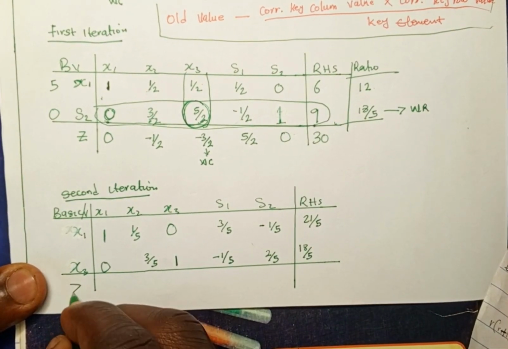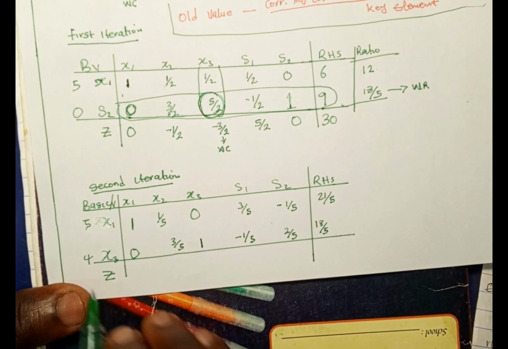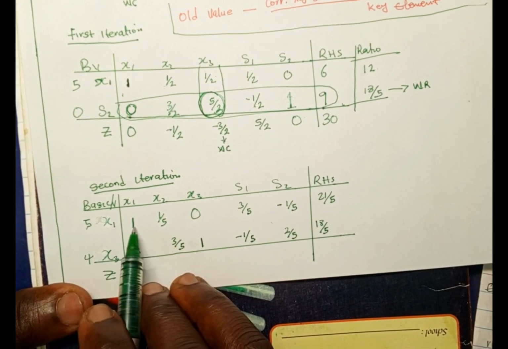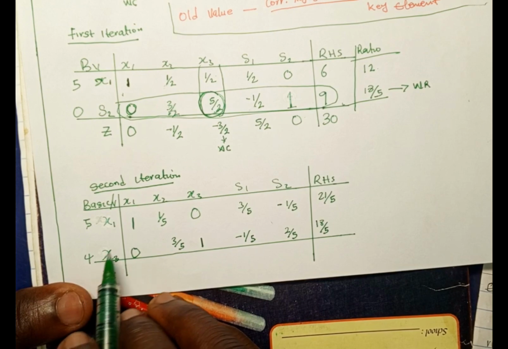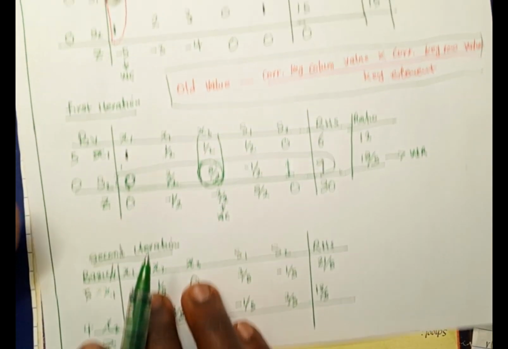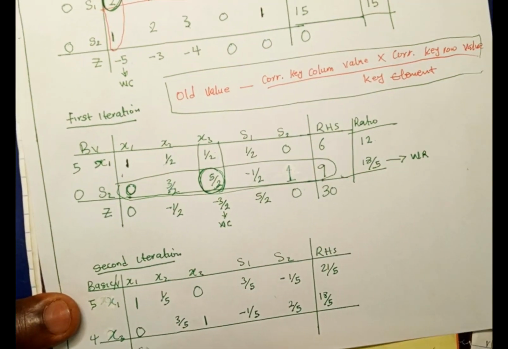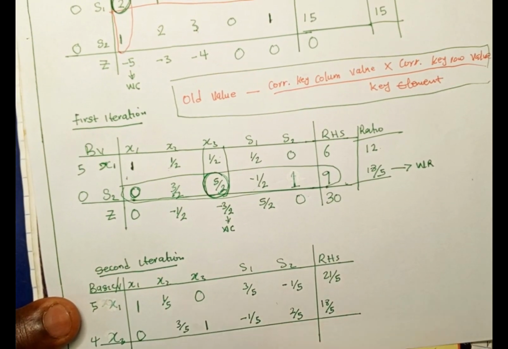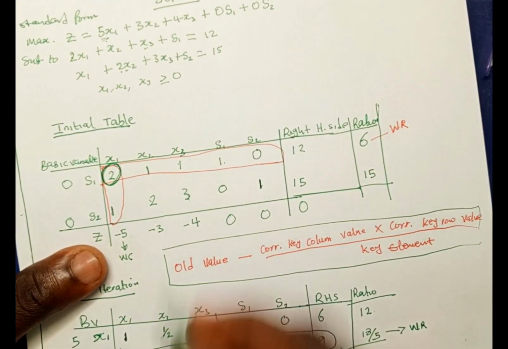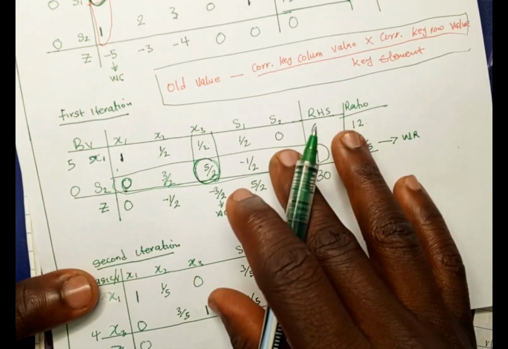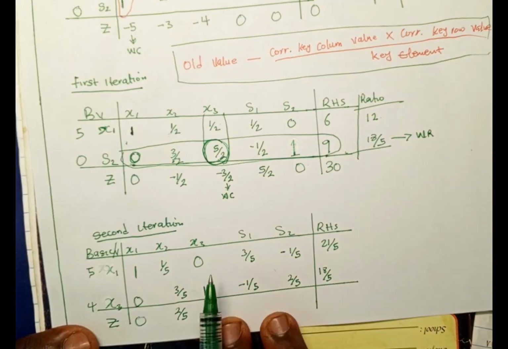So the next thing we're going to find is the Z value. To get the Z value, we do the multiplication, addition, then we subtract. 5 multiplied by 1 is 5, then plus 4 multiplied by 0, then any answer we get, we subtract it from the coefficient of the basic function from the standard form here, which is 5. So when you do that, we are going to get 0. Here, 5 multiplied by 1/2 plus 4 multiplied by 3/5, then minus the coefficient of S2, which is 3. If you do that, it's going to give us 2 over 5.